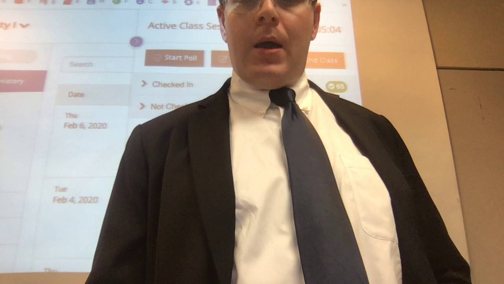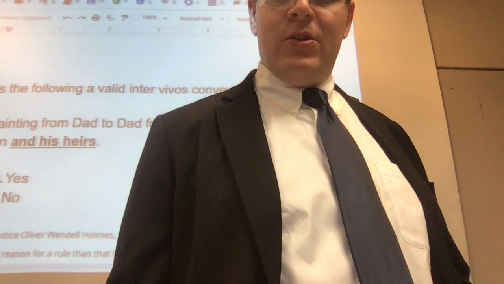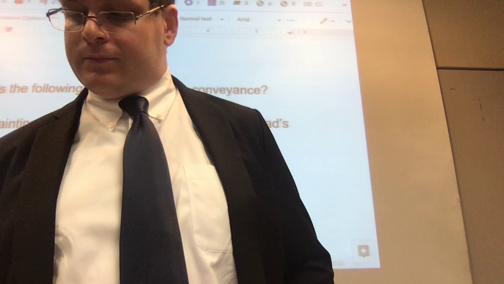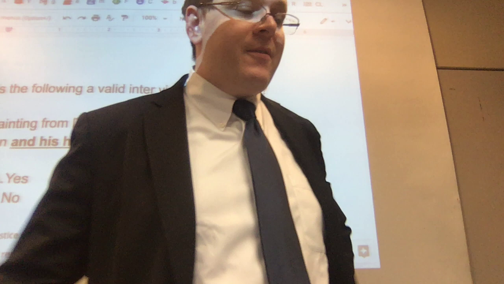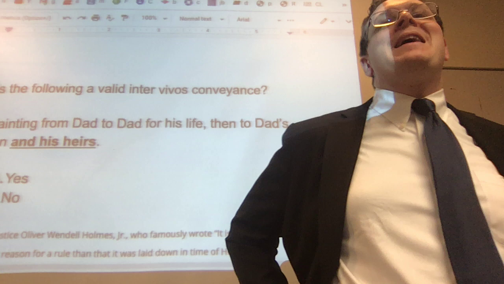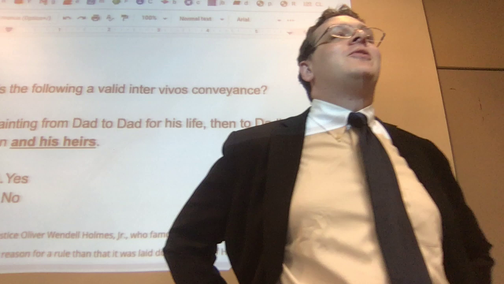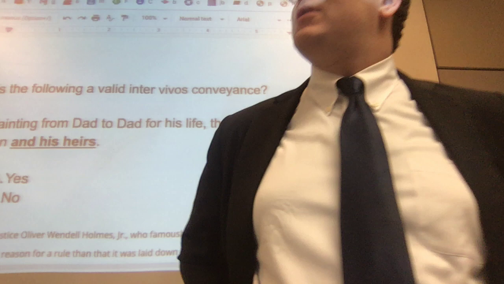I want to ask a question to bridge our lesson from last class to this class. And this is your question. Is the following a valid inter vivos conveyance? Painting from dad to dad for his life, then to dad's son and his heirs. I know this will not make any sense to you, but you should be able to answer this based on the case we did last class, Gruen versus Gruen. So is this a valid inter vivos conveyance?